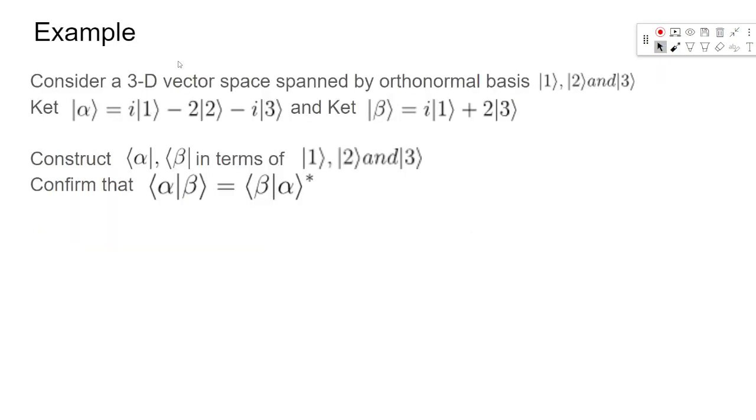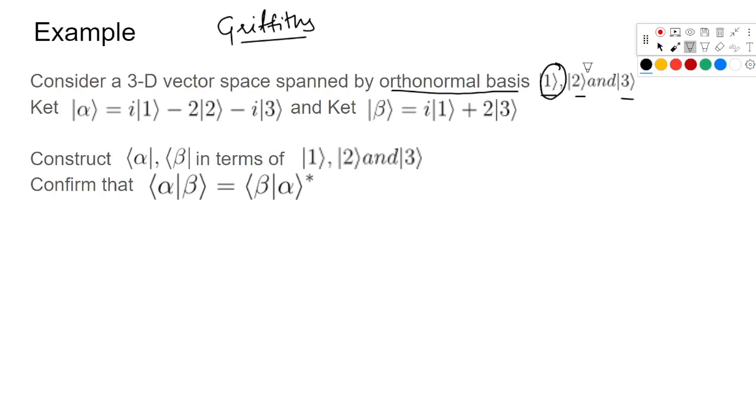Now let's look at another example. This example I have taken from the book on quantum mechanics by Griffiths. Consider a three-dimensional vector space spanned by orthonormal bases, kets 1, 2, and 3. So this means that these three kets are the orthonormal bases for this three-dimensional vector space.